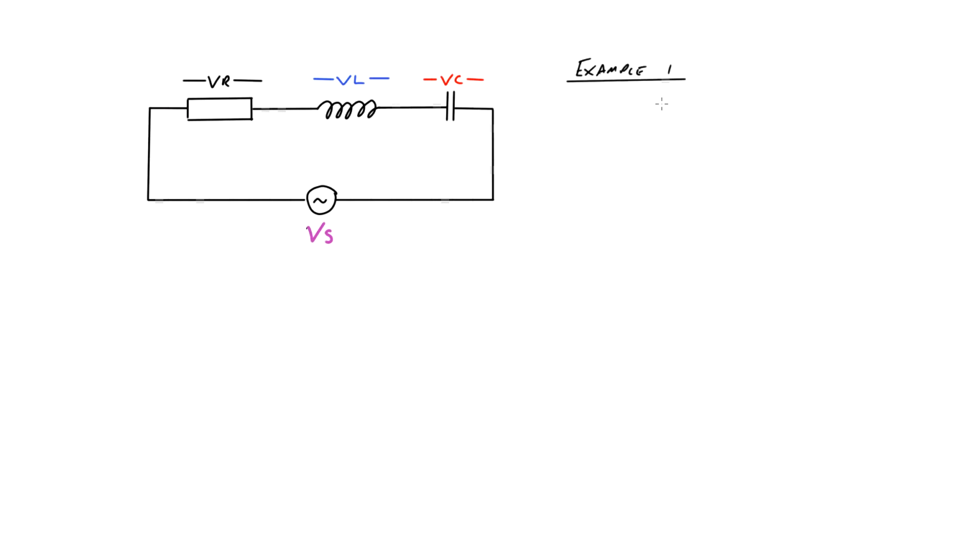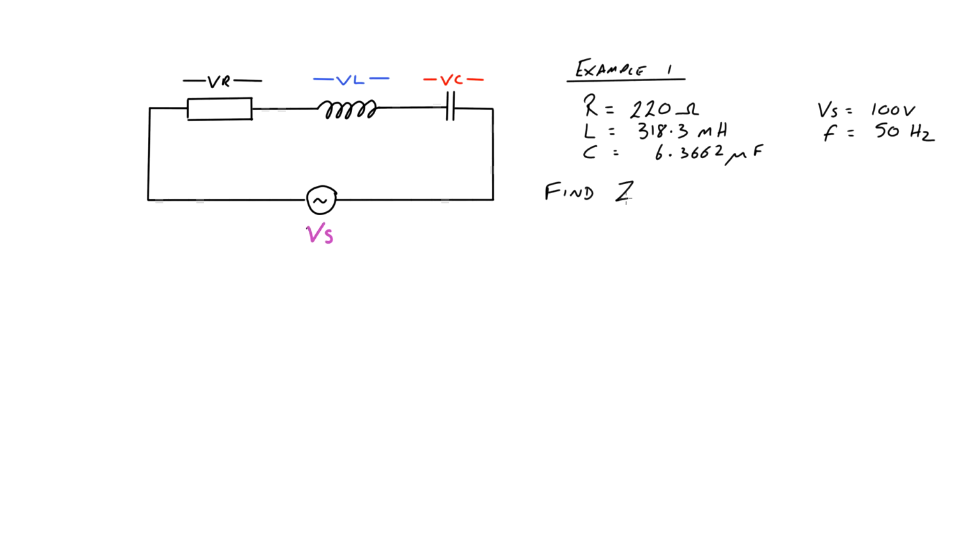So we're going to have a resistor value of 220 ohms. The inductor value is 318.3 millihenries, times 10 to the minus 3. And the capacitor is 6.3662 microfarads, which is times 10 to the minus 6. Supply voltage of 100 volts peak at 50 hertz. And we're going to work out the reactances and then the impedance, the current. There's only one series current, and all of the voltages across the components and the phase angle.